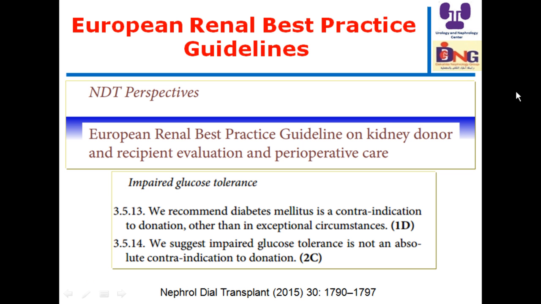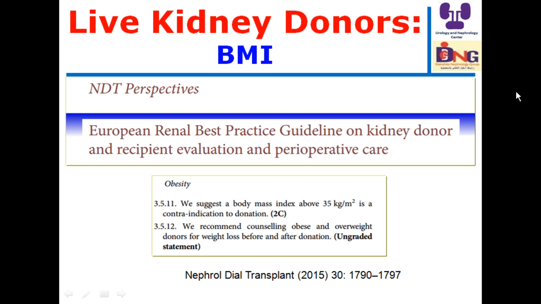So this is the European best practice guideline. They recommended diabetes is a contraindication to kidney donation. They suggested impaired glucose tolerance is not an absolute contraindication to donation. But if there is impaired glucose tolerance plus obesity, this is a contraindication. And here they suggest body mass index above 35 kilogram per square meter is a contraindication to donation. And they recommend counseling obese and overweight donors for weight loss before and after donation.